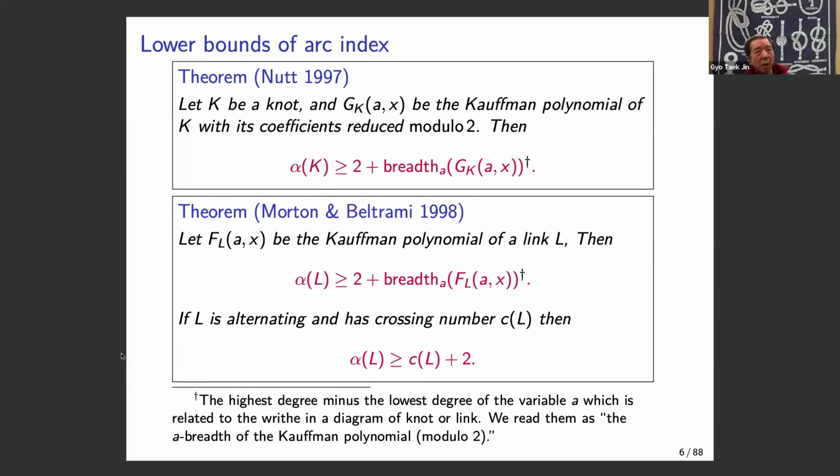And in the following year, Hugh Morton and Elisabetta Beltrami improved this so that the arc index is bigger than or equal to 2 plus the breadth A of the Kauffman two-variable polynomial. And it turns out when we have an alternating knot or link, then this breadth A is equal to the crossing number. So for alternating knots, arc index is lower bounded by crossing number plus 2.